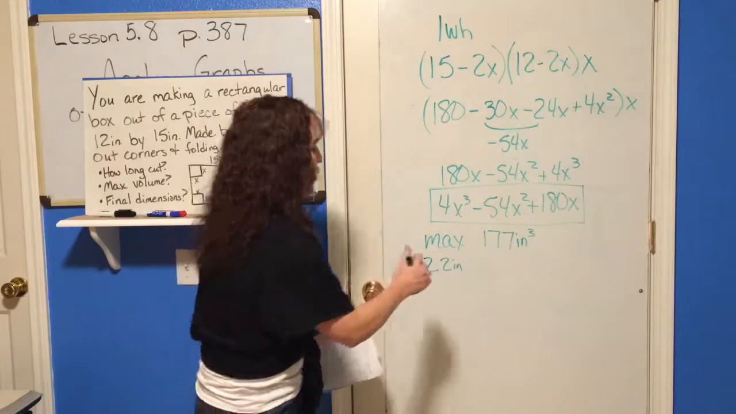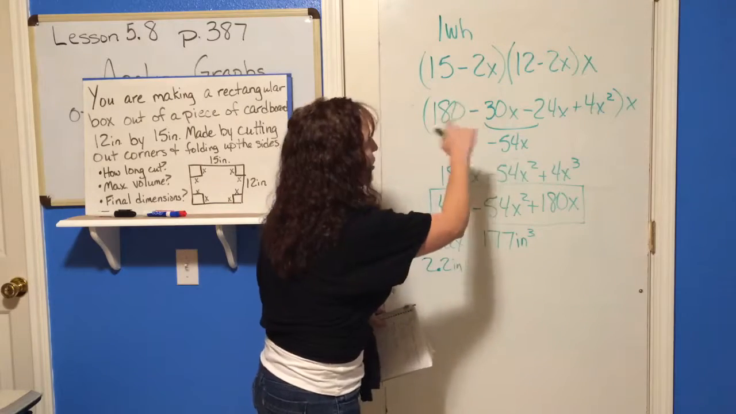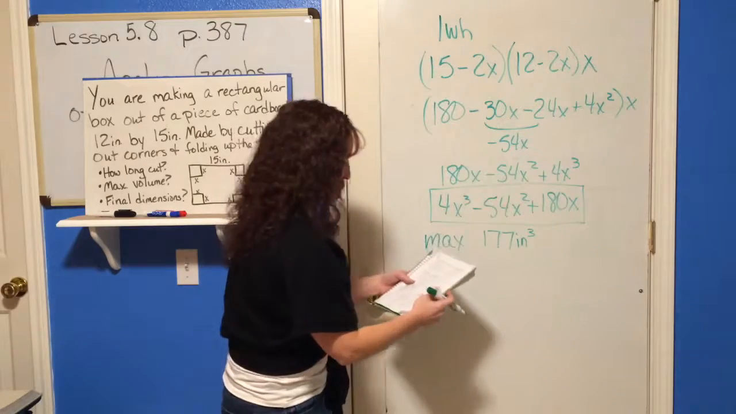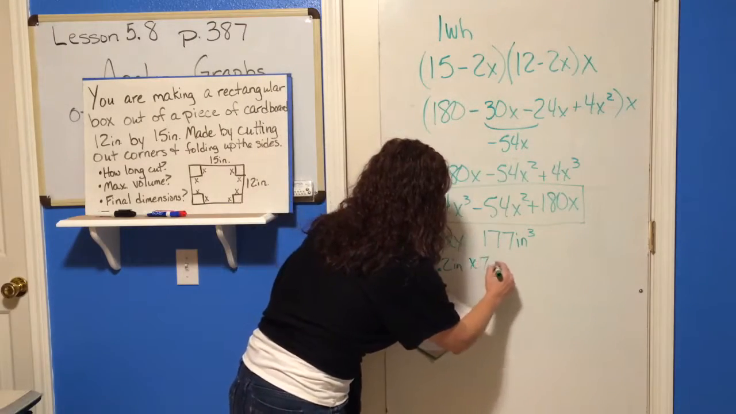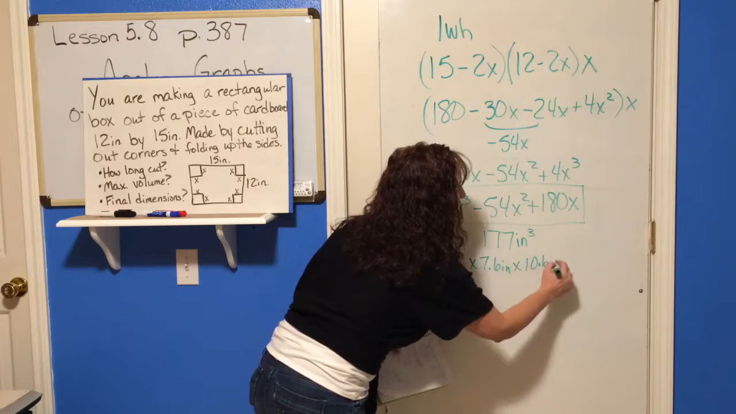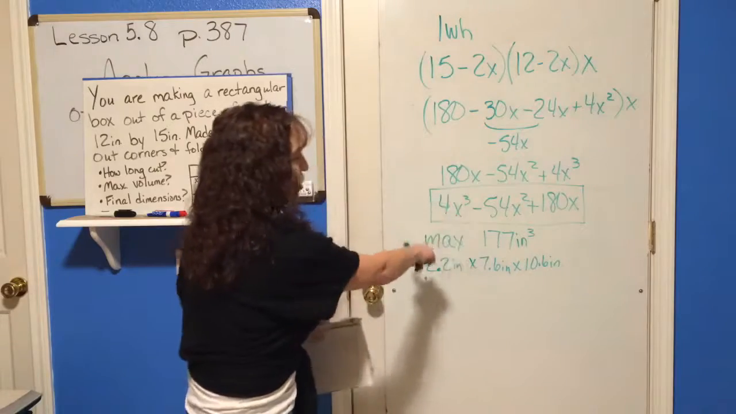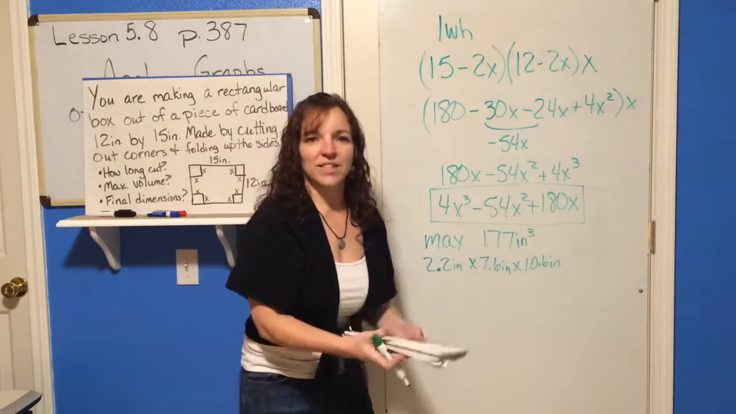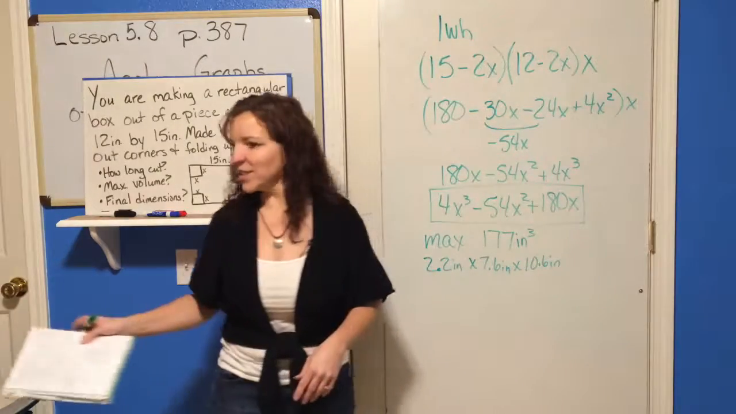And so then from there, you just find your other dimensions. So you're going to have 2.2 by 7.6 by 10.6. So if you've got a graphing calculator, you can put that in and you can find that and see what I've done. If not, we'll do it in class, and I'll see you then.